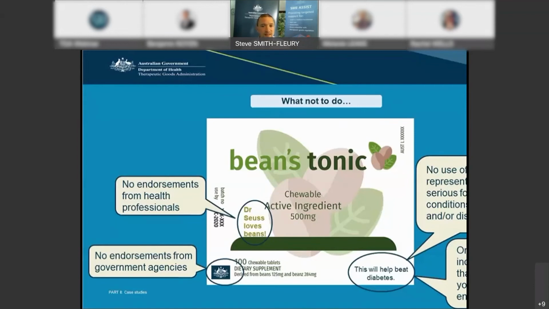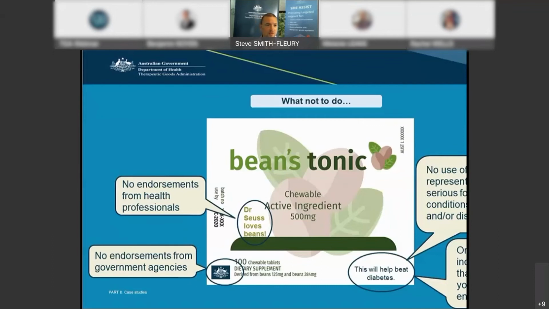So graphics and images are not immune to advertising rules either. The government logo here is enough to be a breach as it implies government endorsement. Just remember, just because your goods are being supplied on the market and may have been reviewed post-market or gone through the pre-market assessment, this does not mean that the TGA endorses your product.